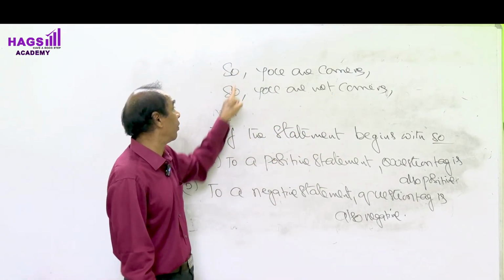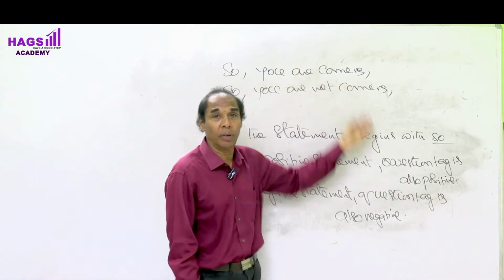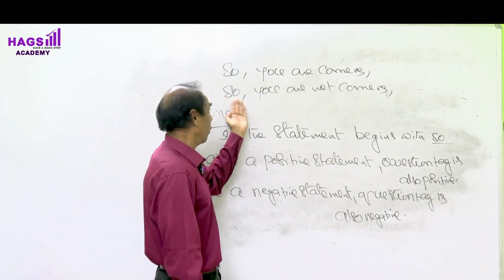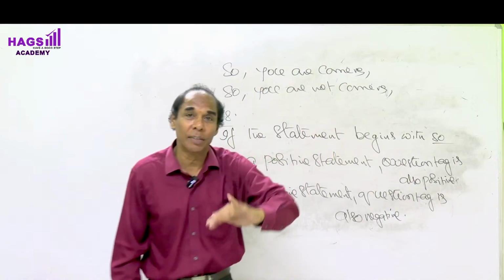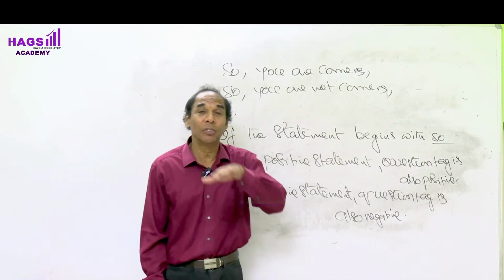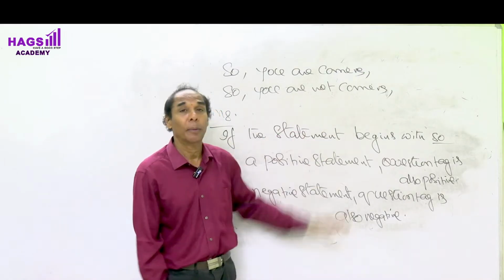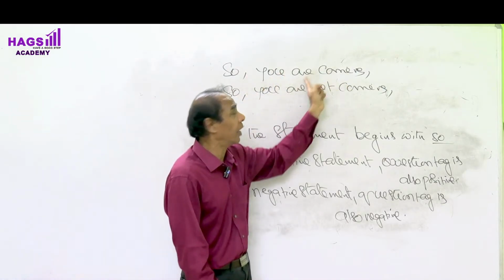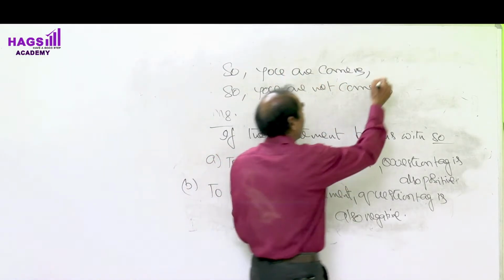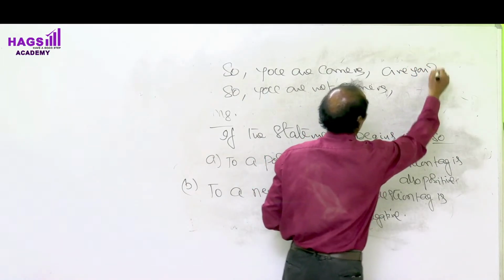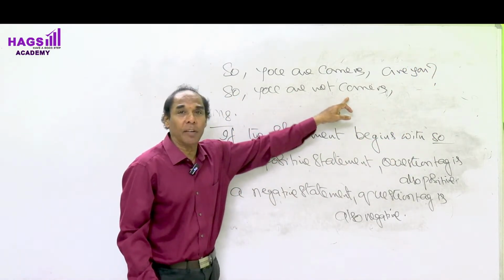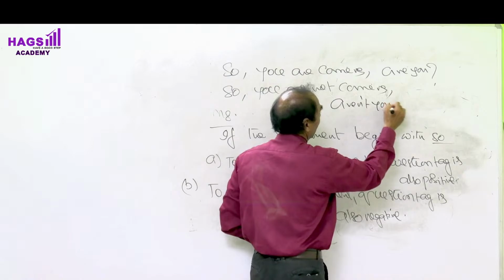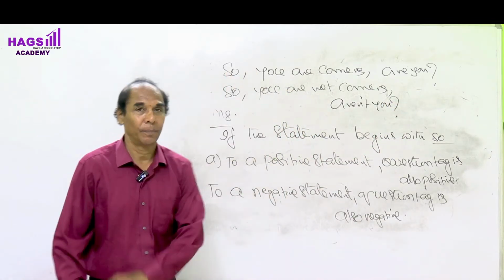When the statement begins with the so, actually this is positive statement, question tag must be negative, but this is wrong. Similarly, so you are not coming, statement is negative, so the question tag must be positive, right? But this rule is not applicable here because when the statement begins with so, to a positive statement, question tag is also positive, are plus pronoun. To a negative statement, question tag is also negative, are plus not, aren't you. Very easy. That's it.